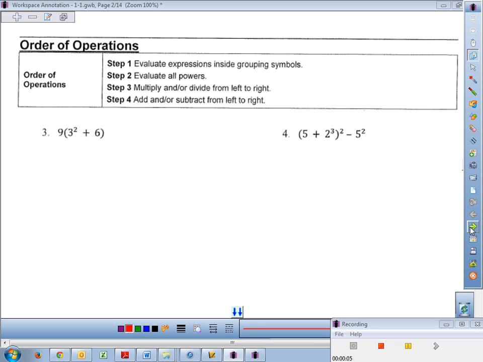Next! What do you want to do first in here? We've got 9 times the quantity of 3 squared plus 6. First thing, Chelsea, what would you do?